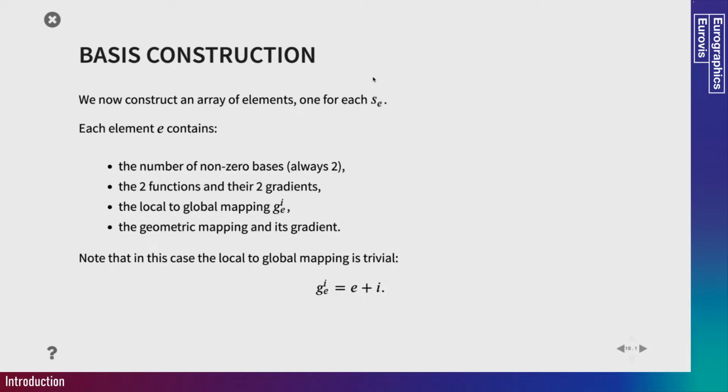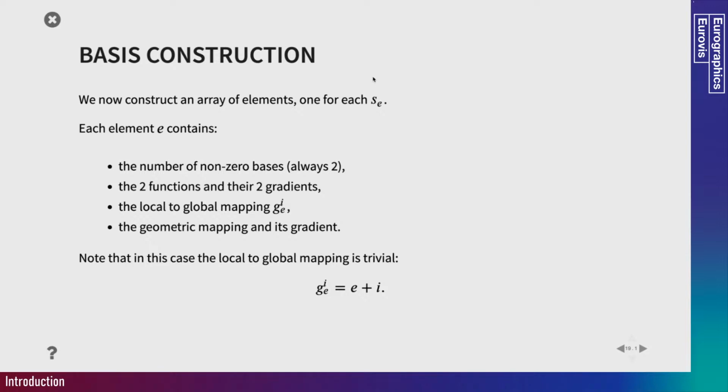So now that's it, we can actually start constructing the bases. For every element, what do we need? We need the number of non-zero bases, which is always 2, the two functions and the two gradients we defined before, the local to global mapping, which maps the local node 0 or 1 to the global nodes, and the geometric mapping and its gradient. In 1D it's extremely simple. The local to global mapping is just the index of the element plus i. For example, the first element, index 0, will have global nodes 0 and 1. The next element, index 1, will have global nodes 1 and 2, and so on.